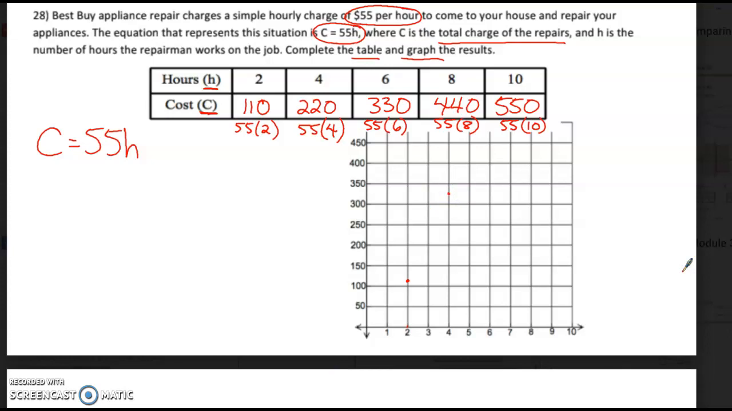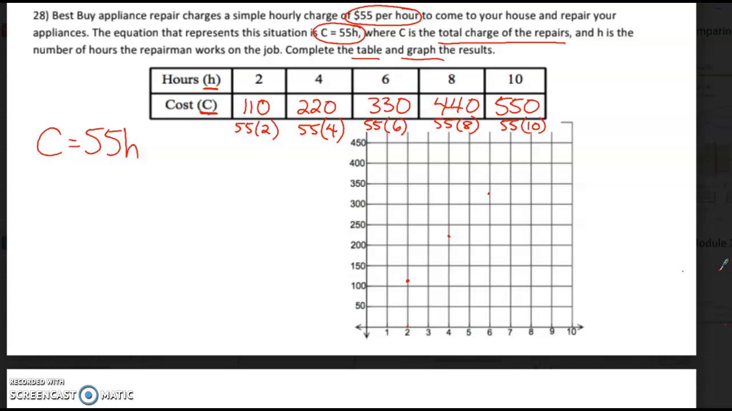I'm sorry, for 4 hours, nope, I did that one wrong. Okay, need to back up. I'm getting ahead of myself. For 4 hours, it was $220. So about here. Okay, for 6 hours, then it was $330. So now we're up here.